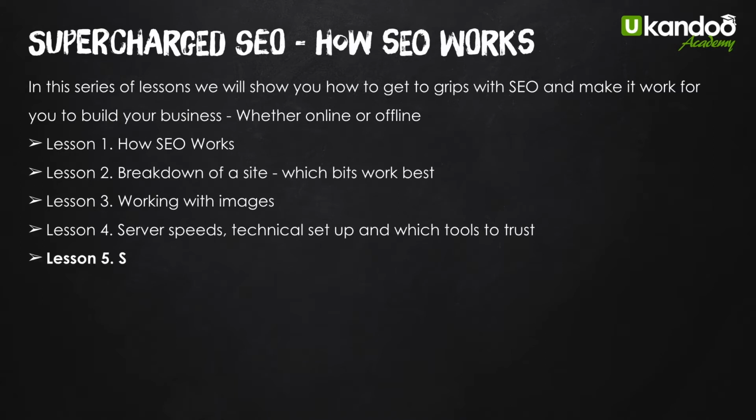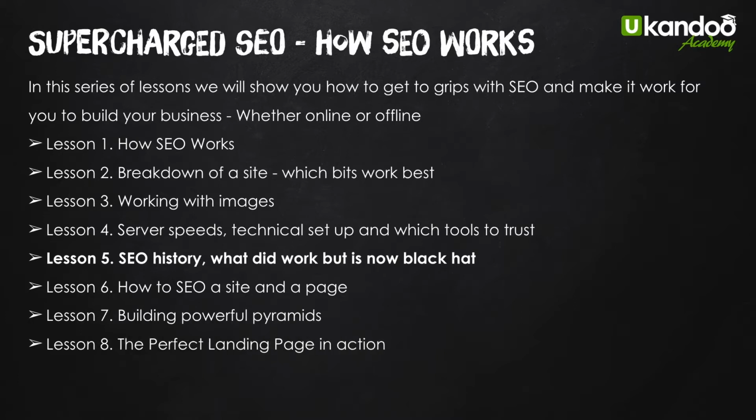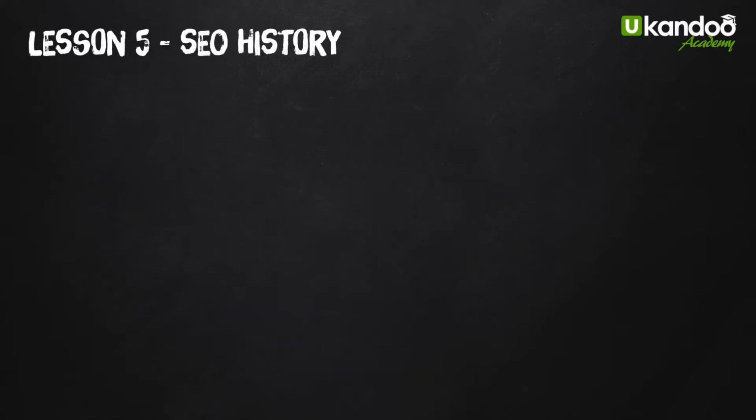But in this one, we're going to look at SEO history, what used to work and what you can no longer do. And there's a couple of funny ones in there where people have got it wrong. Lesson 6, we're going to look at how to SEO a site and a page. Lesson 7, building powerful pyramids. Lesson 8 is going to be about the perfect landing page in action. So let's move on. Let's go straight away to lesson 5, SEO history.